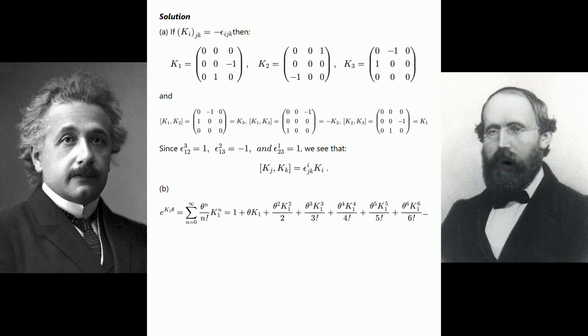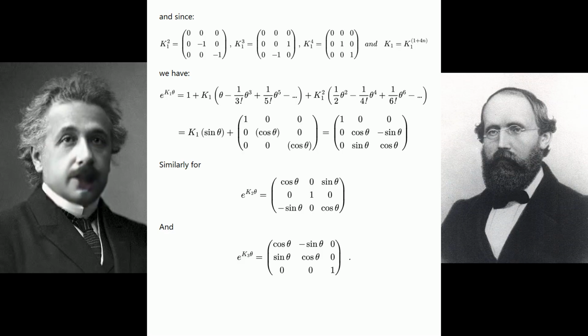Since epsilon_{12}^3 equals 1, epsilon_{13}^2 equals -1, and epsilon_{23}^1 equals 1, we see that, see the equation. B. See the next equation. And since, see the equation shown, we have, see the equations shown. Similarly for, see the equation and see the next equation.